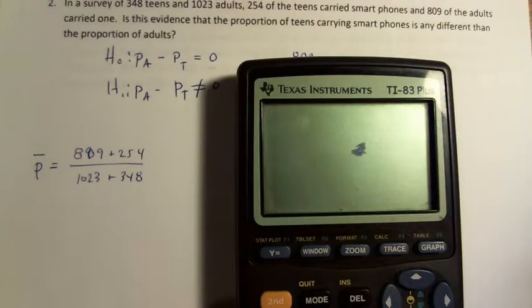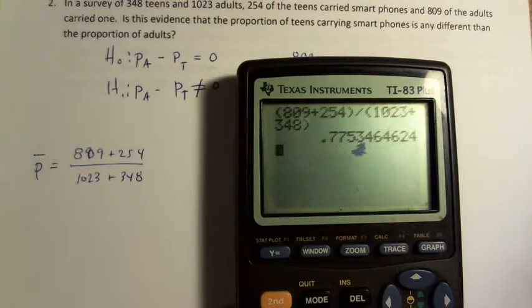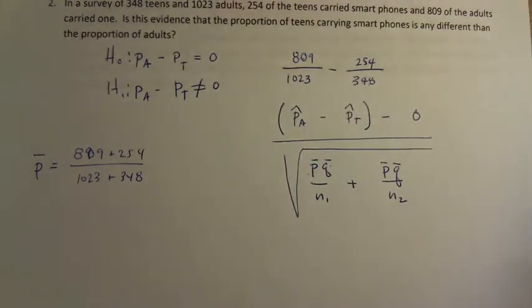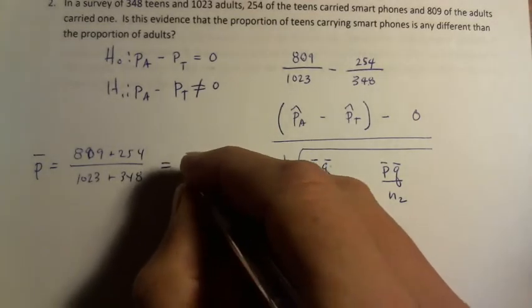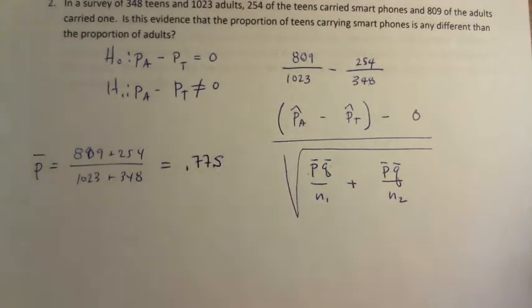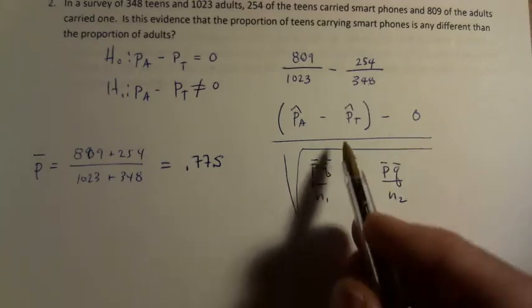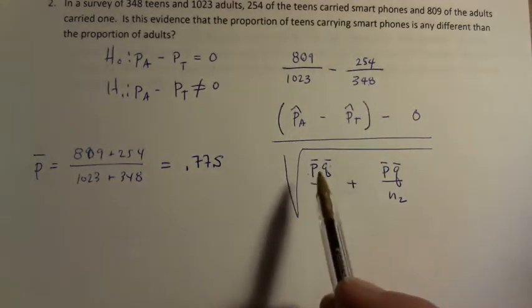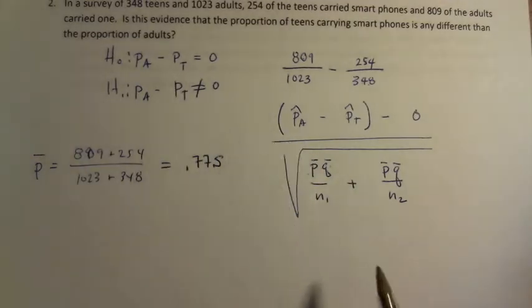So let me pull out the old calculator and get that p bar. 809 plus 254 divided by 1023 plus 348. So we get a pooled estimate for the proportion of 77.5%. So we are assuming that under this null hypothesis, if we think about these as coming from one sample, 77.5% of the total people in that whole sample were carrying smartphones.